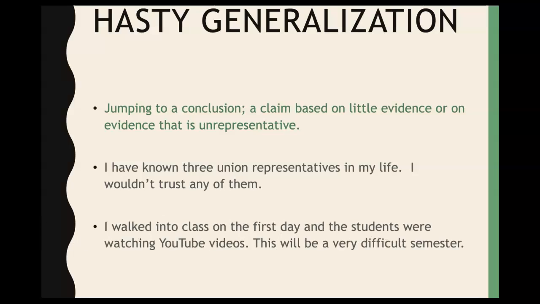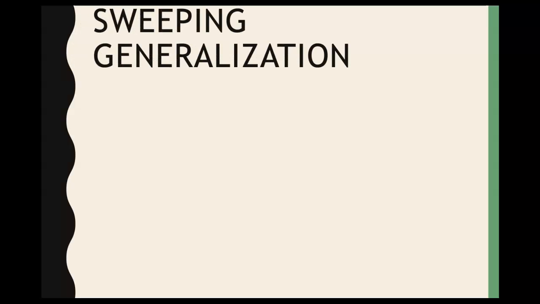Something like, I walked into class on the first day and the students were watching YouTube videos. This will be a very difficult semester. There, I have jumped to a conclusion based on very little evidence. Maybe the first day I walked in, students were watching YouTube videos, but to then make that connection and jump to the conclusion of, wow, this is going to be a terrible class, is committing a hasty generalization. So this is when we jump to a conclusion. We all do it, but you just want to make sure that you're not doing it when you're writing an essay. Then there's a sweeping generalization.